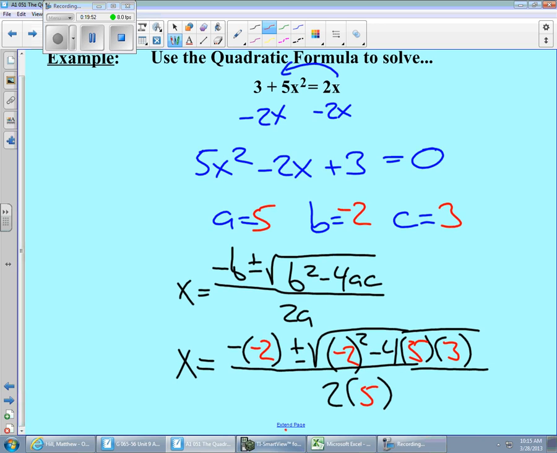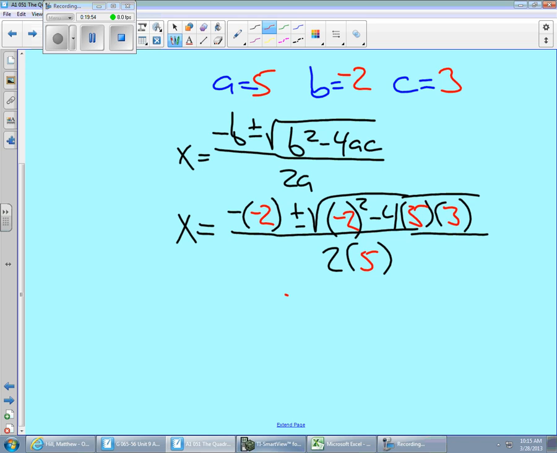Okay. Let's see if we can clean this mess up a little bit. What do we have? X equals what? Let's see what we can do. Actually, let's move this down a little bit. Getting a little close. Okay. Negative of -2. What's that? +2, right? So there's no reason to have a double negative. Just write 2. Plus or minus square root.